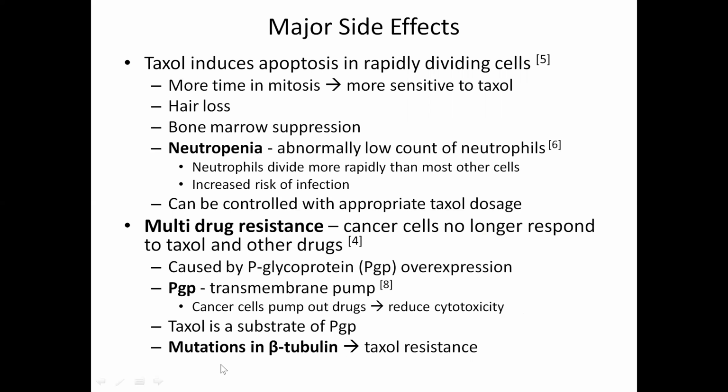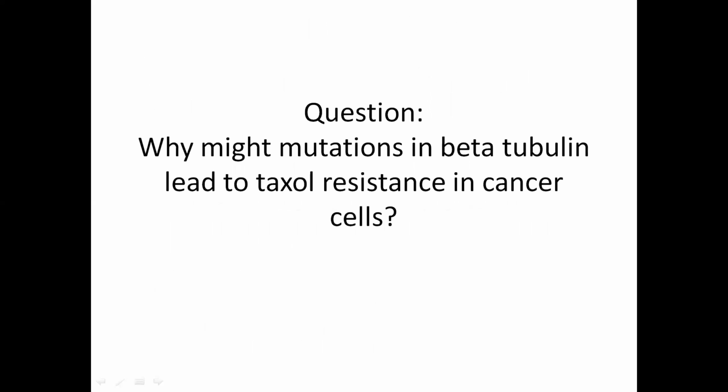Another mechanism may be that Taxol induces mutations in beta-tubulin, which can lead to Taxol resistance, but currently the mechanism for this is unknown. So my question is, why might mutations in beta-tubulin lead to Taxol resistance in cancer cells? Just what are your theories for why this would happen?